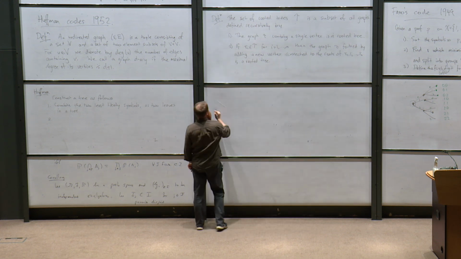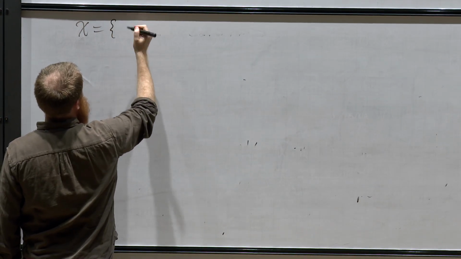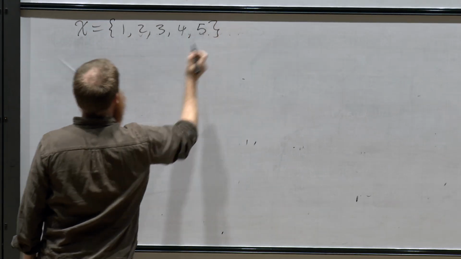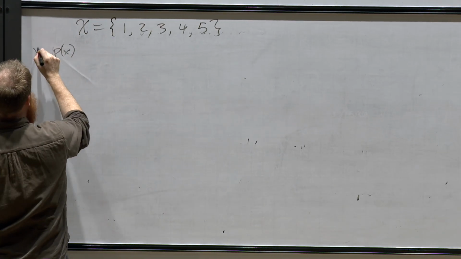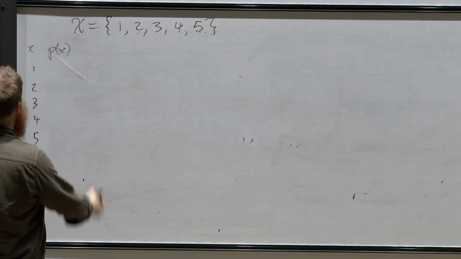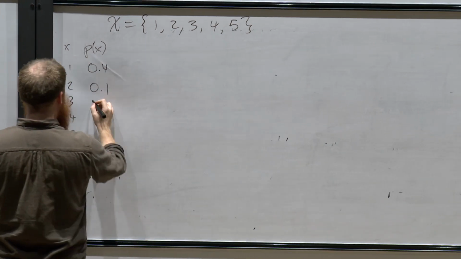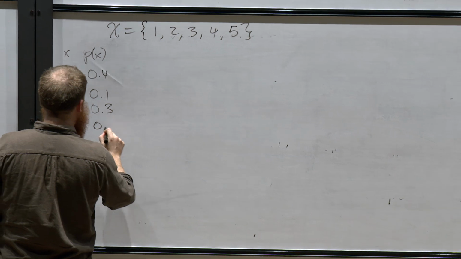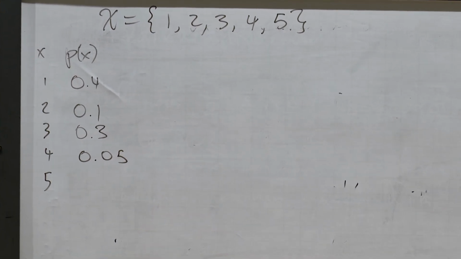Okay, so let's think. What have I got? I've got, let's say, x equal to 1, 2, 3, 4, 5, with probabilities. Okay, so x is 1, 2, 3, 4, 5. Let's have some numbers. Let's go 0.4, 0.1, 0.3, 0.05. What's left? 0.15.